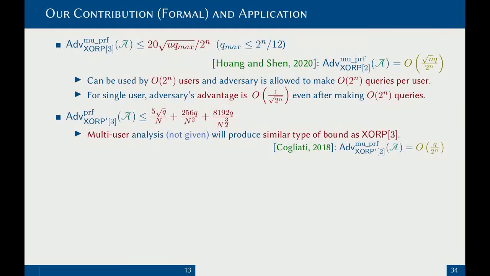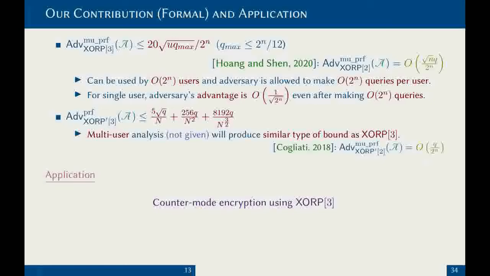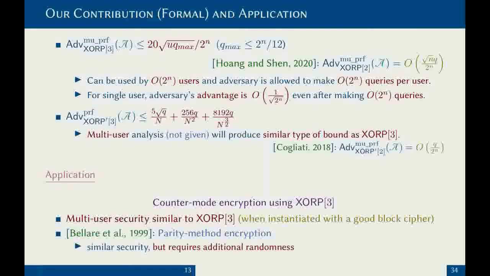So, our results justify the title of our work, and we have applied our result to counter mode encryption. Without going into technical details, I just state that the multi-user security of counter mode encryption is similar to that of XORB-3 when the encryption scheme is instantiated with a good block cipher. And this can be compared with parity method encryption proposed by Bellare and others, which achieves a similar level of security but requires additional randomness.